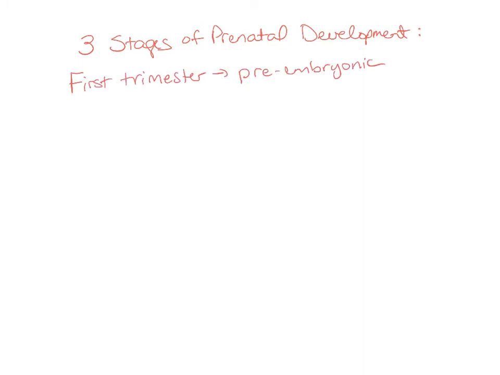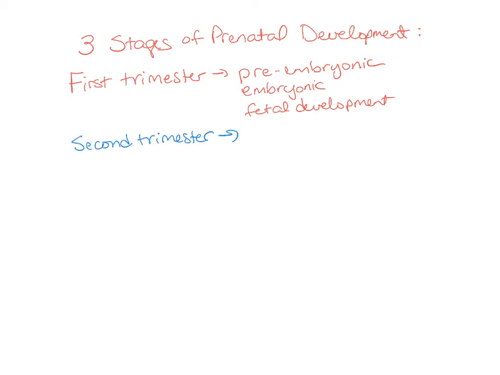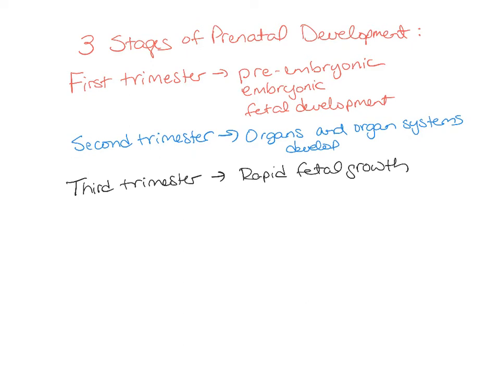Gestation consists of 3 stages of prenatal development. There's the first, the second, and the third trimesters. The first trimester is the period of pre-embryonic, embryonic, and early fetal development. The second trimester is dominated by the development of fetal organs and organ systems. The third trimester is characterized by rapid fetal growth and the deposition of adipose tissue. So let's look at the first trimester.